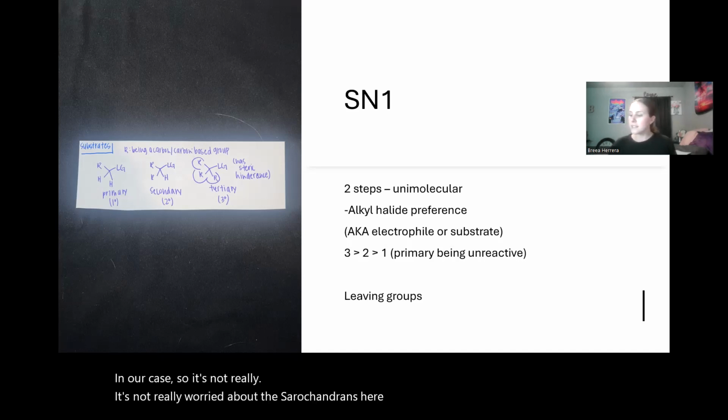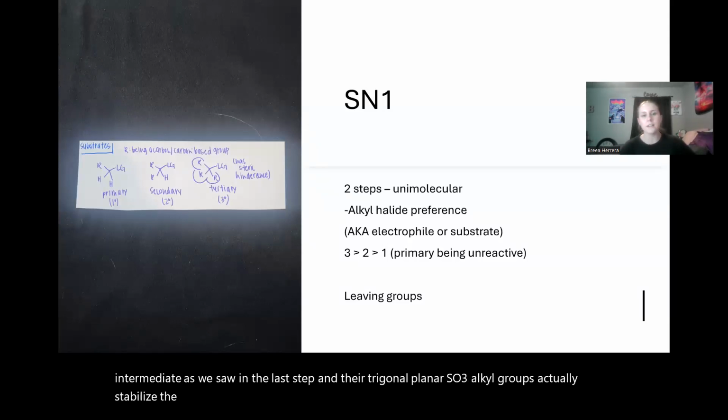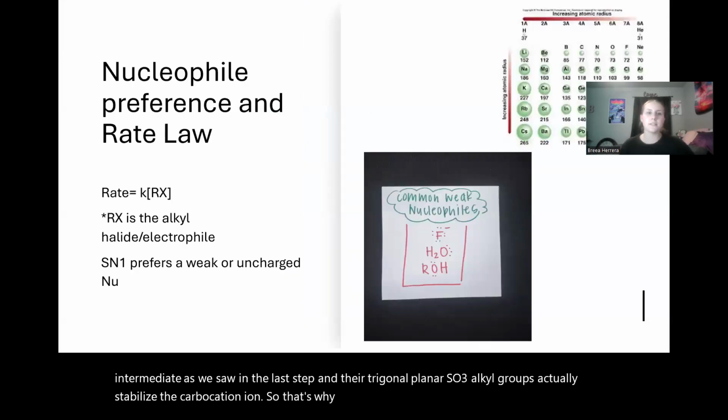The nucleophile attacks the carbocation intermediate, as we saw in the last step, and they're trigonal planar. So three alkyl groups actually stabilize the carbocation. So that's why it's good in our case.